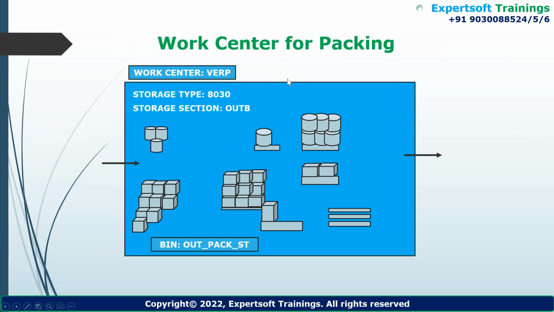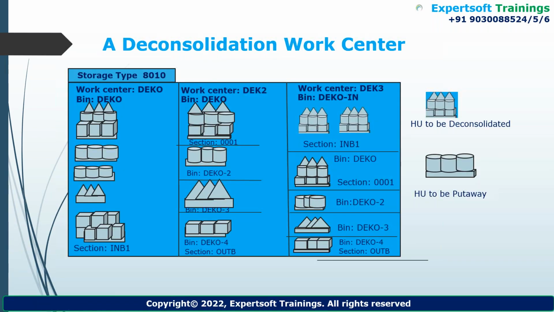Then you have the work center as well. If you are doing a certain activity, then you will define that particular area as a work center. For example, packing. In this particular area, you are just packing the products, so you are performing certain actions. That area we will call a packing area, and for that we'll create a storage type and storage section under that. Similar to that, we have the deconsolidation work center. In an upcoming slide we'll see what deconsolidation is.